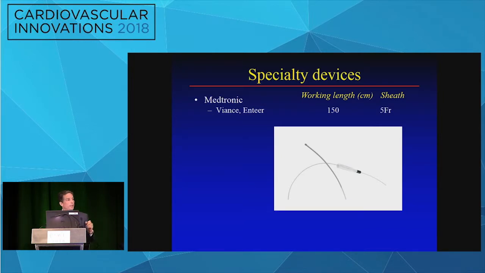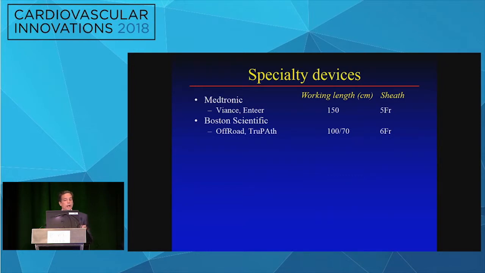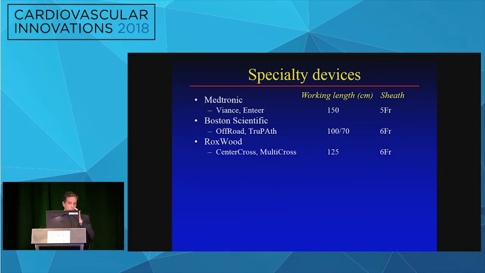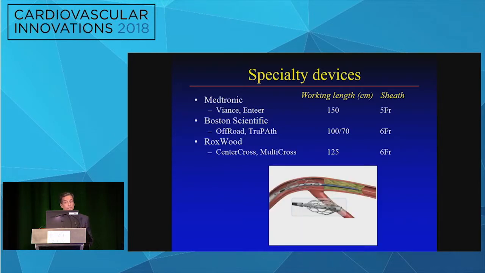Basically spin it through and try to find a luminal passage. The Off-Road or True Path, 100 centimeter or 70 centimeter working length, 6 French compatible, hypotube with a center balloon, which tends to try to direct you towards a lumen. It gives you a distal push, which is, in many cases, several fold in gram strength higher than you would with just a wire. The Roxwood device, which was just sold, is 125 centimeters and 6 French compatible, with a fairly intriguing nitinol cage to help you center.